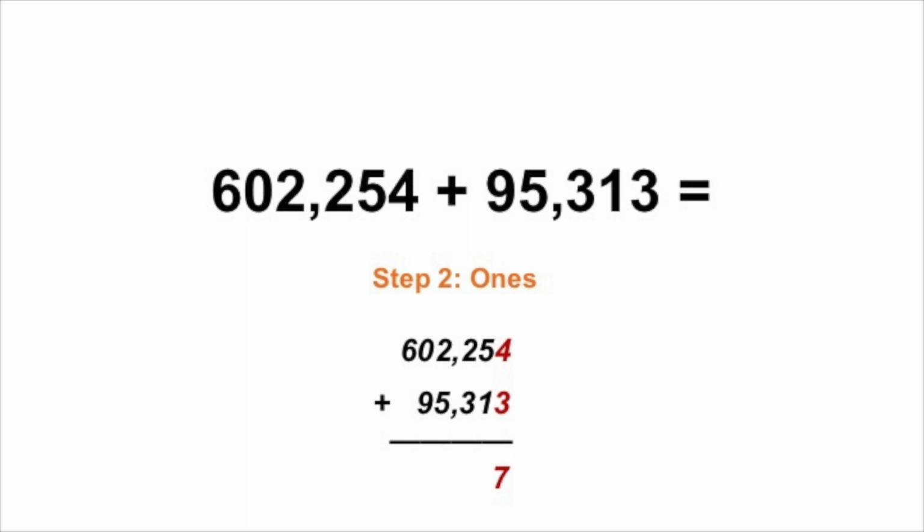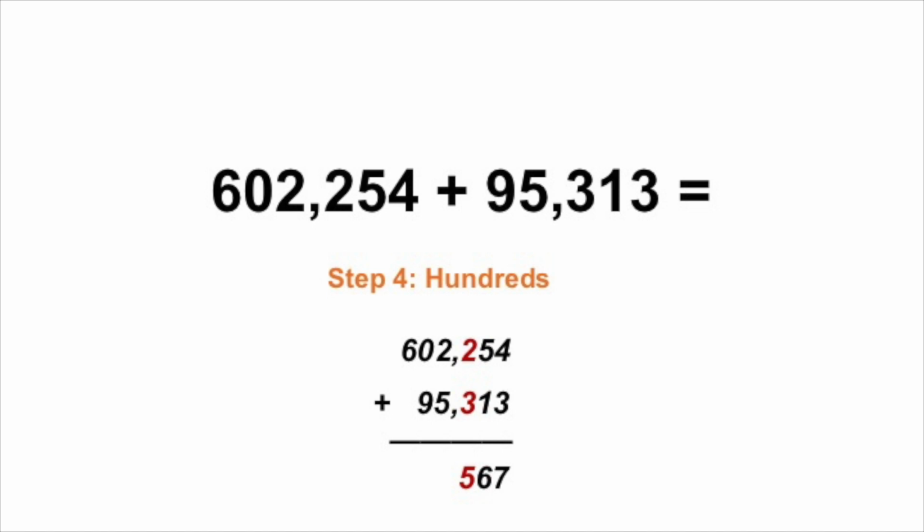4 plus 3 equals 7. Then we move each time to the next highest digit. After the ones, we have tens. 5 plus 1 equals 6. Then after the tens, hundreds. 2 plus 3 equals 5. 2 plus 3 or 3 plus 2. We have 5. So far, we've correctly worked out the ones, tens, and hundreds. What's our total so far, guys? 567. But we're not finished yet.